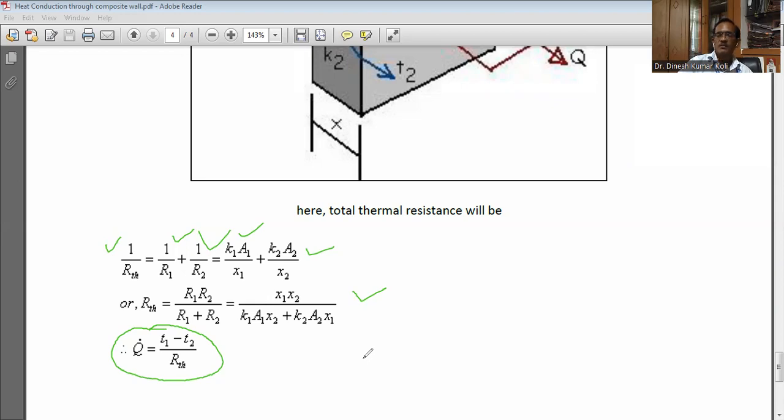This is the way we can calculate the thermal resistances as well as the heat flow rate of the plane wall as well as the composite wall, which are in series having different materials, and plates which may be in parallel with different materials. This is how we can calculate.